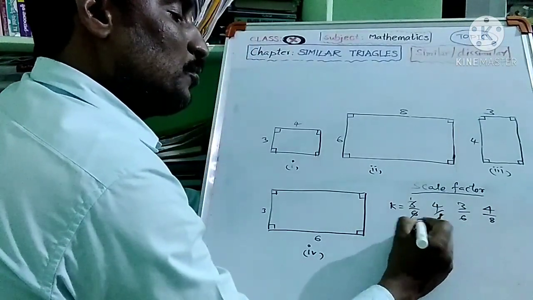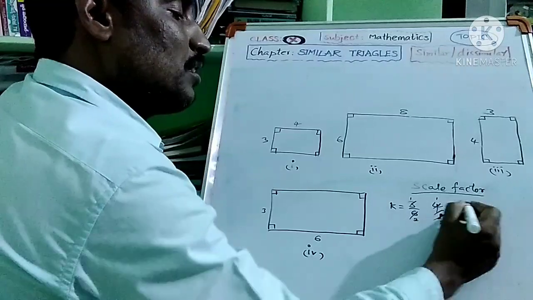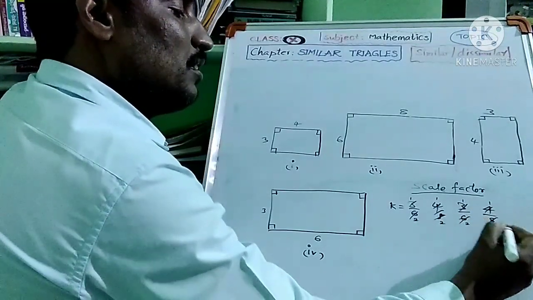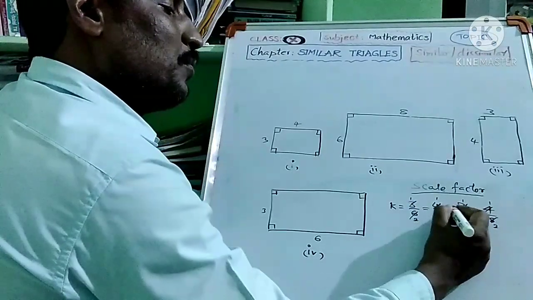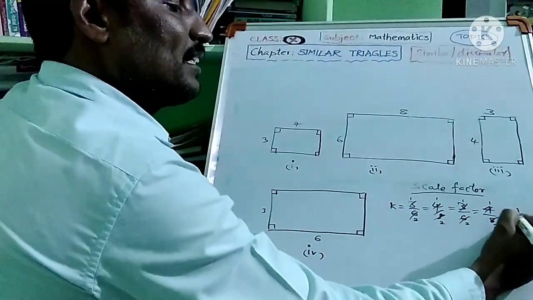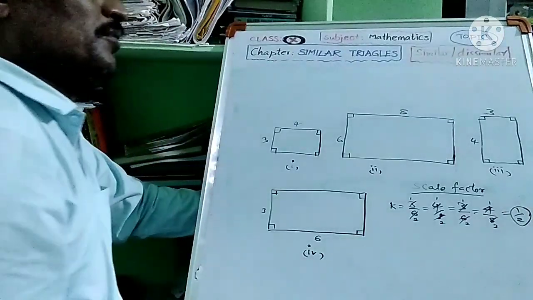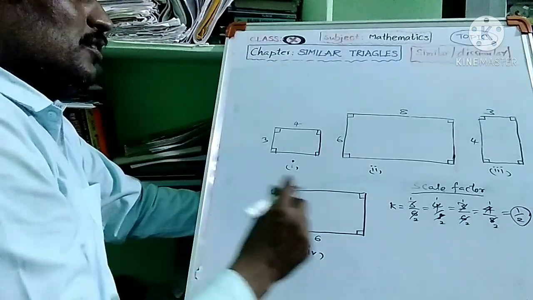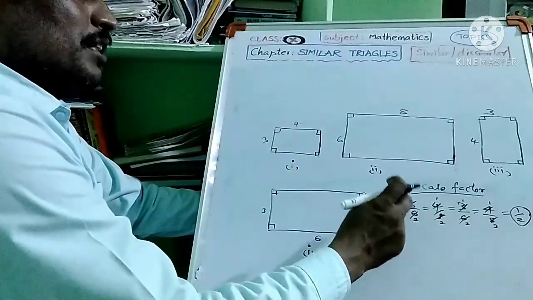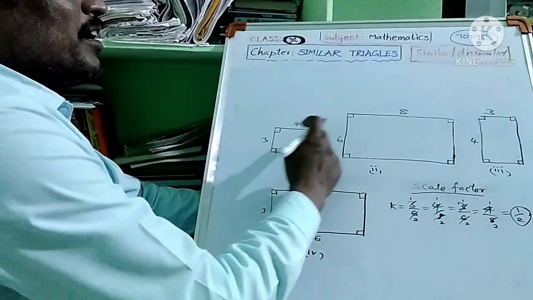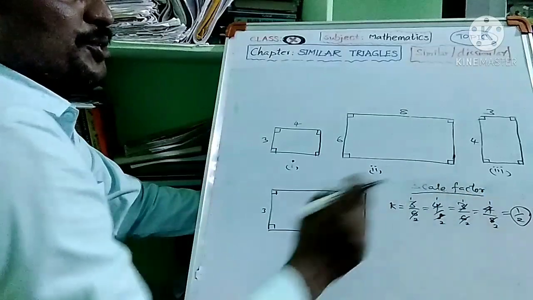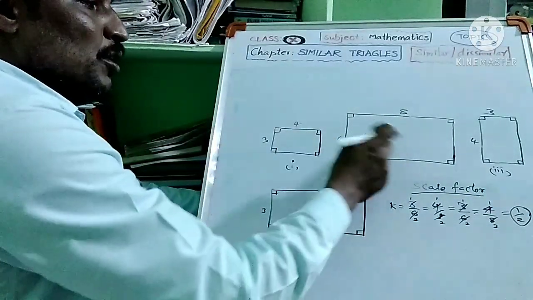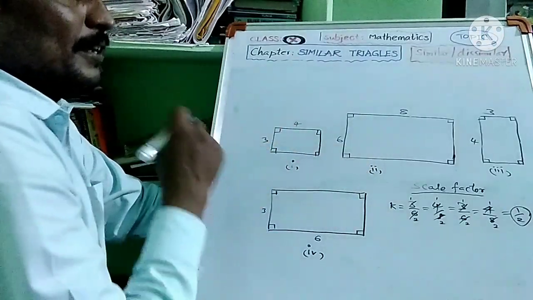3 ones are 3, 3 twos are 6, 4 ones are 4, 4 twos are 8. So what do you observe? 1 by 2, 1 by 2, 1 by 2, 1 by 2. The scale factor is 1 by 2. So the corresponding sides are in the same ratio, and corresponding angles are equal. Therefore, these two figures are similar.